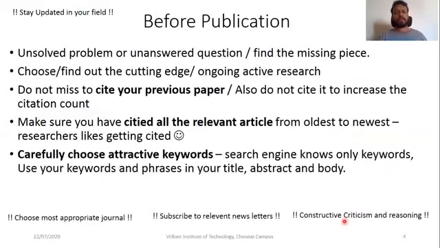So now we will see what are all the list of important points that have to be considered before publication. To begin with, try to address an unsolved problem or unanswered question in your particular research field. For an example, try to consider your research domain as a puzzle and try to find the missing piece in your puzzle and try to solve that particular problem.